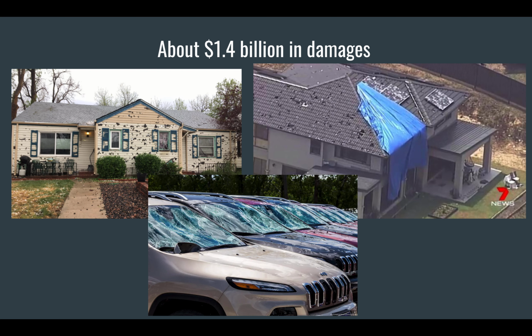As you can see from the pictures below, roofs, houses, and cars took the majority of the damage caused by the hail. There were about 150,000 automobile insurance claims filed and about 50,000 homeowners claims filed. This led to a total of about $1.4 million in damages.